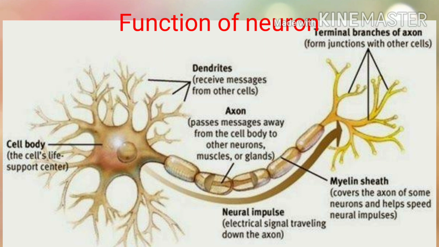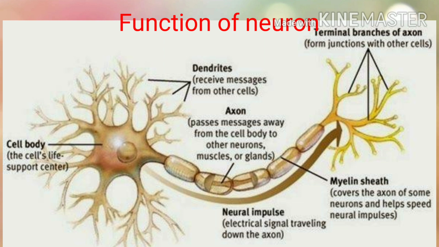Now let us have a discussion about the function of neuron, or nerve cells. Nerve cells are receptors. Receptors help to receive the stimulus or messages from the surrounding. The dendrites, the main part of the neuron, help to receive the stimulus from the surrounding. Clear? Then that stimulus is converted into nerve impulses, or neural impulses.